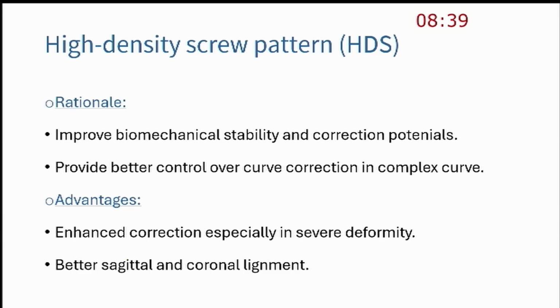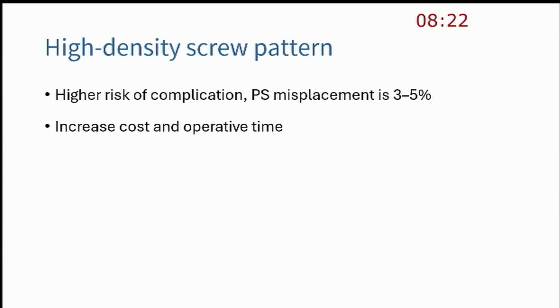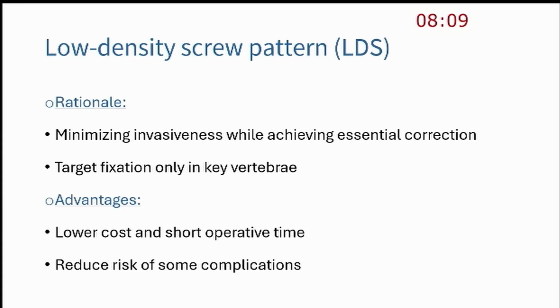The rationale for high density is to improve the biomechanical stability and the correction potential, and provide better control over curve correction in complex curves. The advantages, of course, are enhanced correction, especially for severe deformity, and better sagittal and coronal alignment, but they have a higher risk of complications than the low density, as pedicle screw misplacement is about 3 to 5%, and increased cost and operative time.